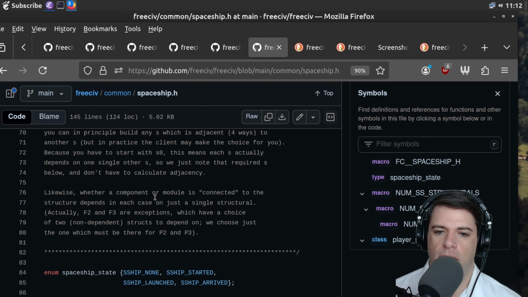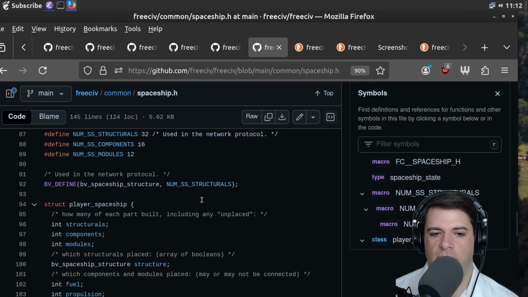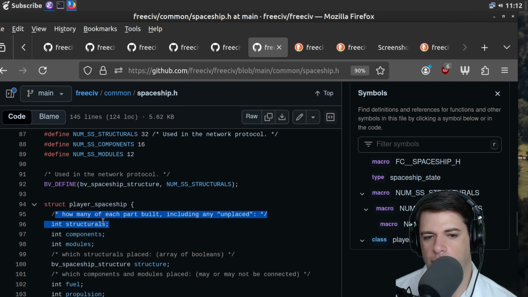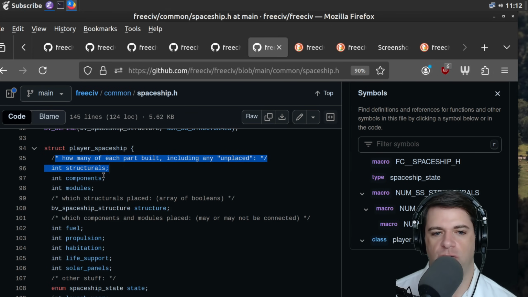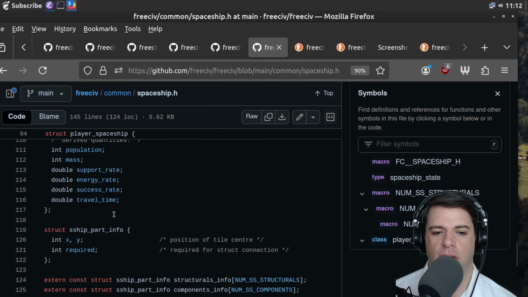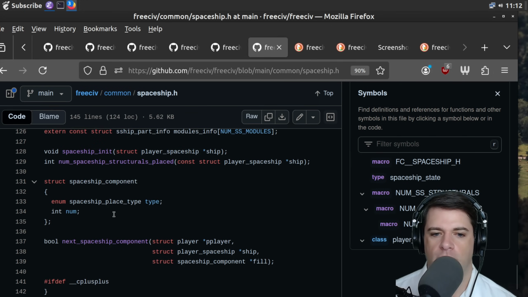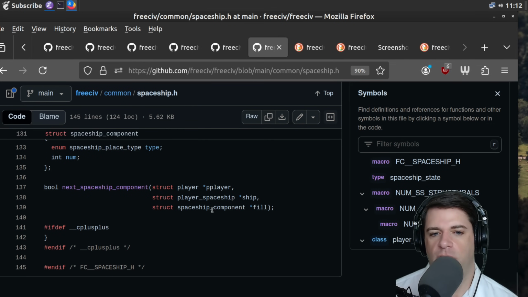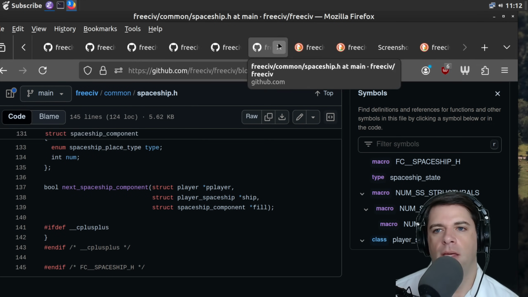That's basically it. We have this struct that has things like how many of each part is built, the structurals, the components, the modules, etc. And that's really all I wanted to get out of spaceships.